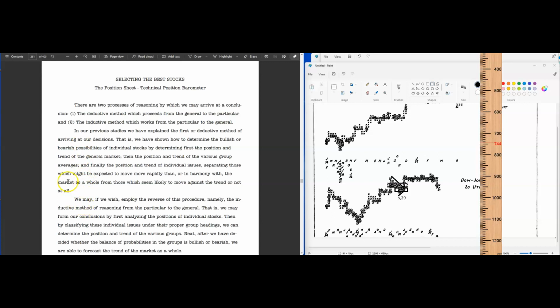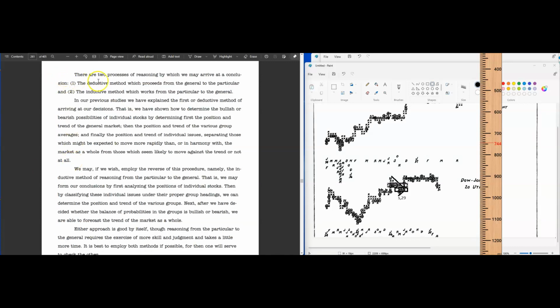All right, deductive and inductive is bottom up and top down, and sometimes you use both, like top down and bottom up, and see if that works. But I think everyone knows top down analysis, where you go from like the weekly to the daily to the 4 hour and all that, right? So don't be confused by inductive and deductive. It just means general to the particular means top down, particular to the general means bottom up.